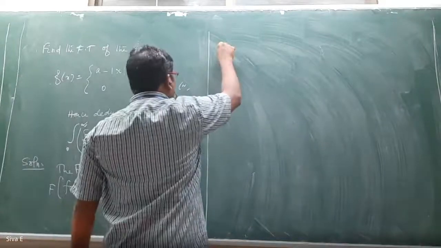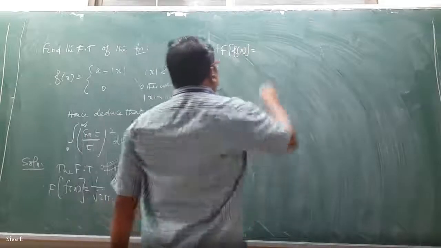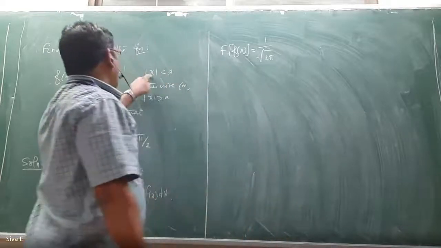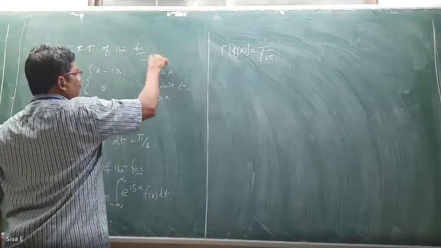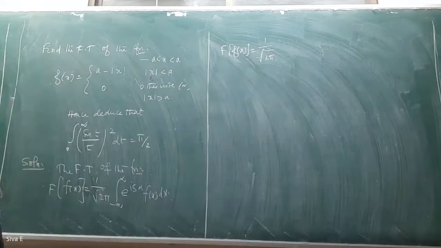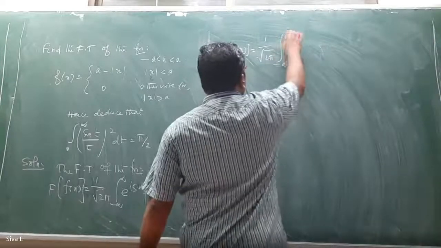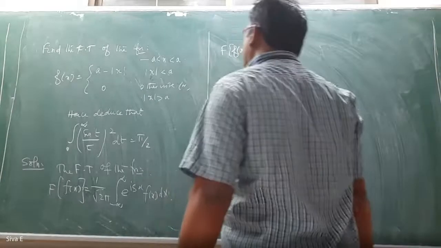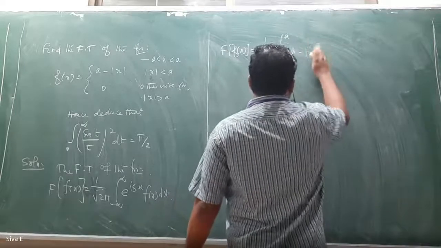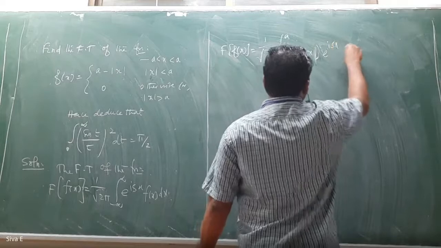Here, what is f of x? That is equal to, as I mentioned in the last problem, if mod x less than a, meaning minus a less than x less than a, so take the limit only for minus a to plus a. Minus a to plus a, a minus mod x is f of x, e power isx dx.